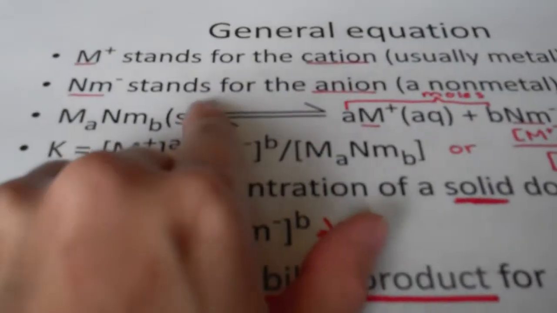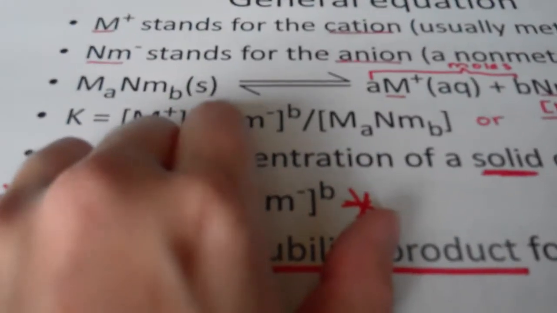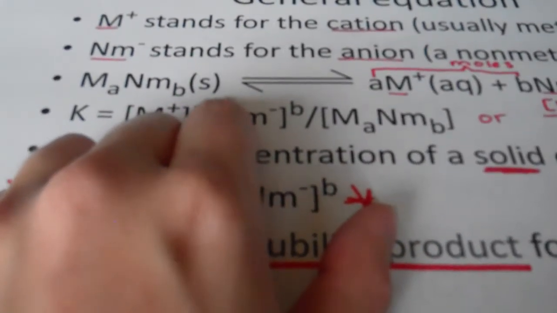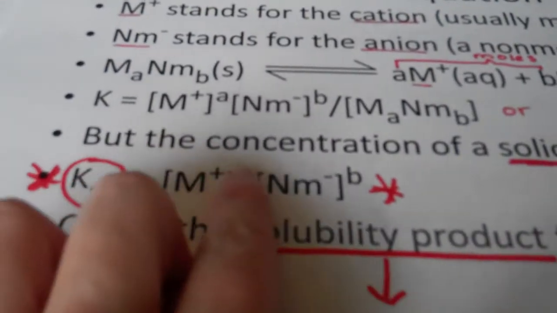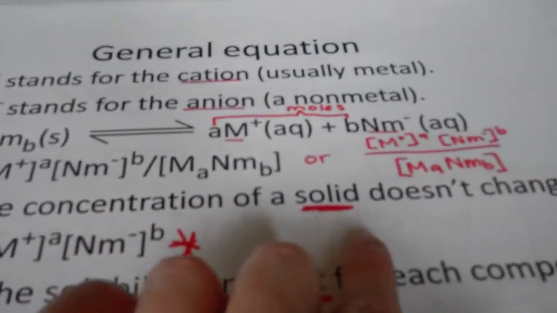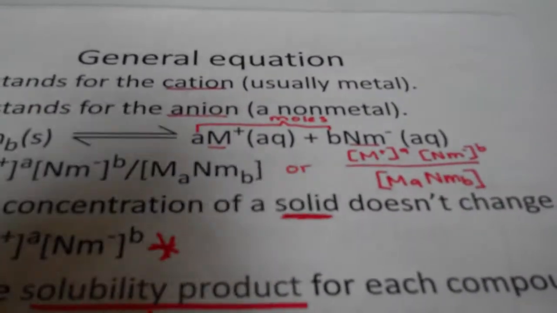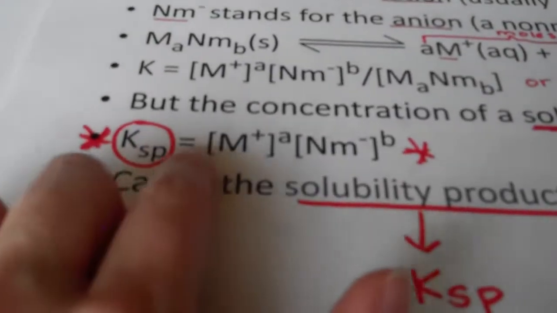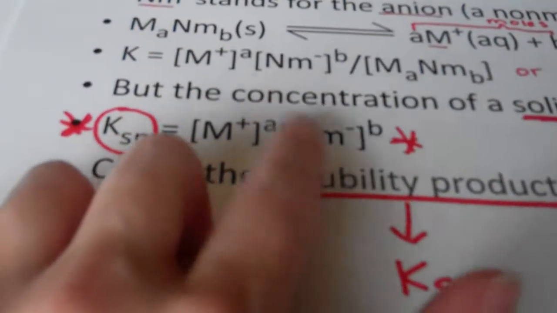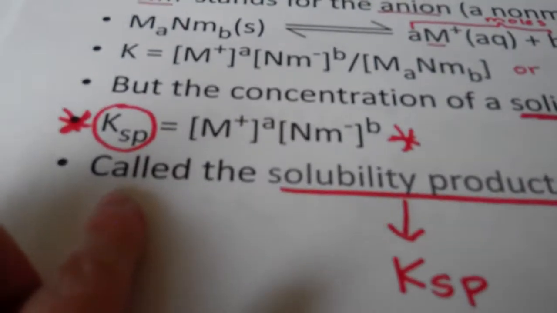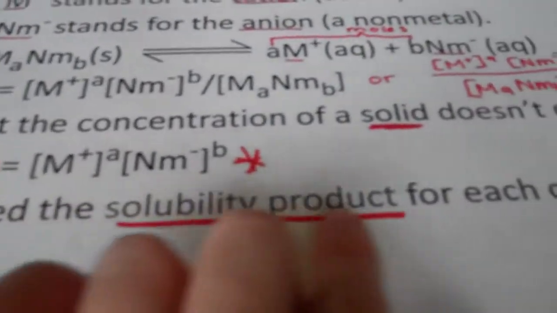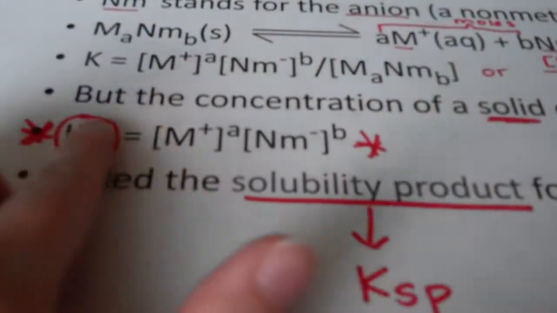However, some of you guys might notice this was a solid. We cannot put solids in our equilibrium expressions, because the concentration of the solid doesn't change. So therefore our Ksp will be only the concentration of the ions inside of the solution. This is what we call the solubility product, Ksp. This is the equation we're looking at right here.